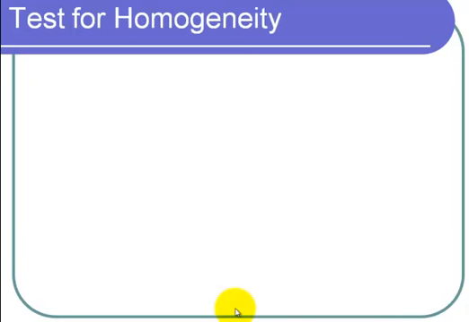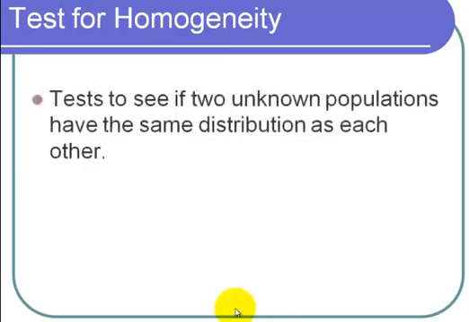Okay, the next and final test that we're going to do in this lecture is a test for homogeneity. What that does is it tests to see if two unknown populations have the same distribution as each other. Very different than chi-squared goodness of fit. Chi-squared goodness of fit is where you have a known population, and you want to see if an unknown population is the same as the known. For homogeneity, neither are known, and you're comparing them.